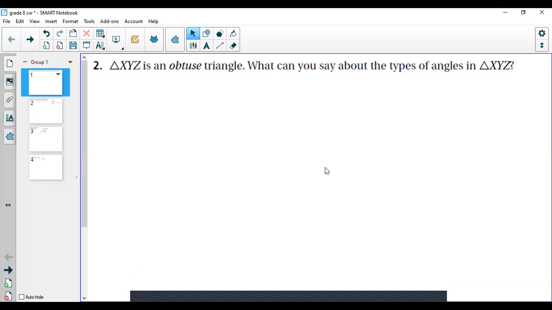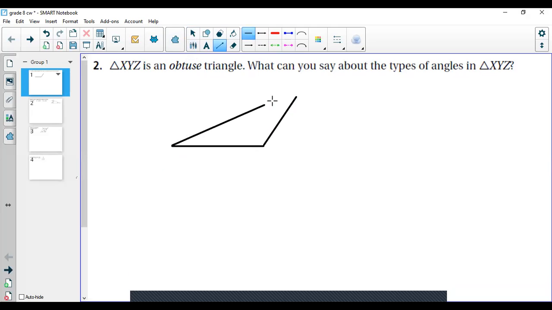All right, so this question says triangle XYZ is an obtuse triangle. So by now you know how an obtuse triangle looks. It will have one obtuse angle. What can you say about the types of angles in triangle XYZ? Before that, let me just show you how an obtuse triangle looks. An obtuse triangle will have an obtuse angle. So always start by drawing an obtuse angle. This is an obtuse angle, it's a very big angle. Okay, so this is triangle XYZ, X, Y, and Z.